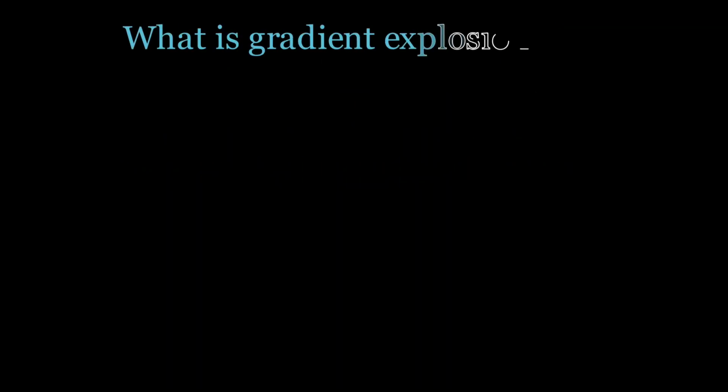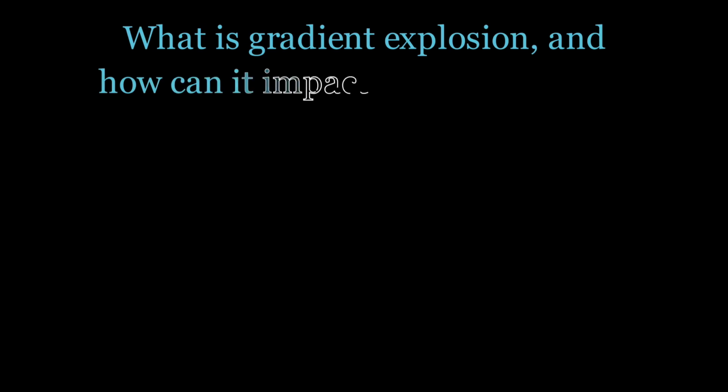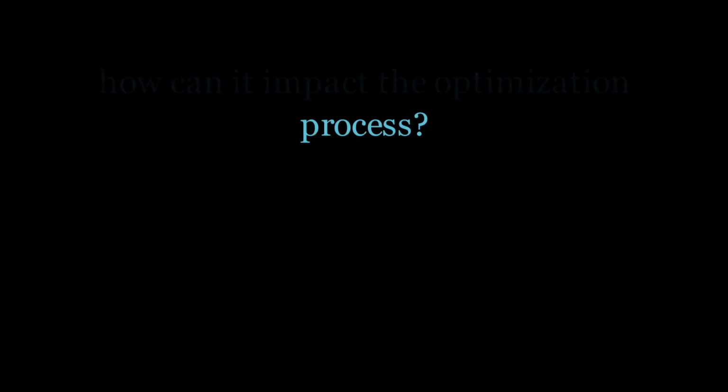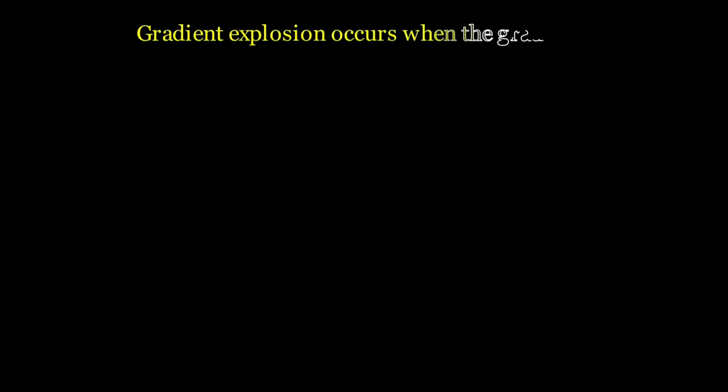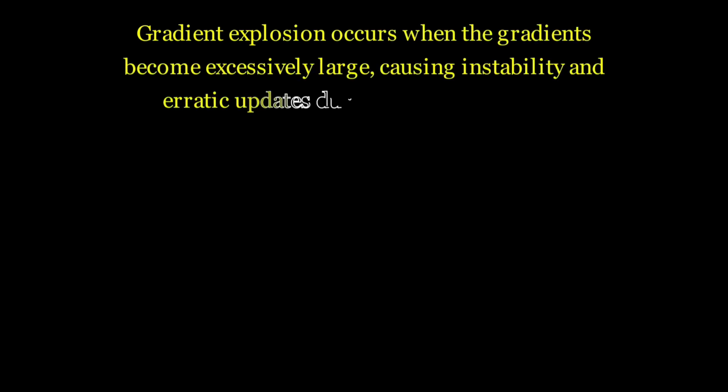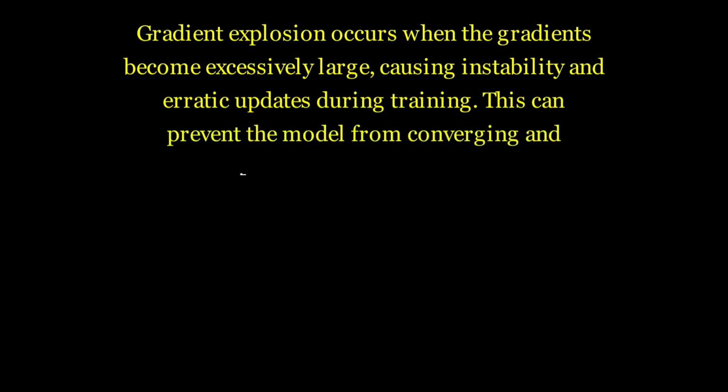What is gradient explosion and how can it impact the optimization process? A gradient explosion occurs when the gradients become excessively large, causing instability and erratic updates during training. This can prevent the model from converging and lead to numerical errors.